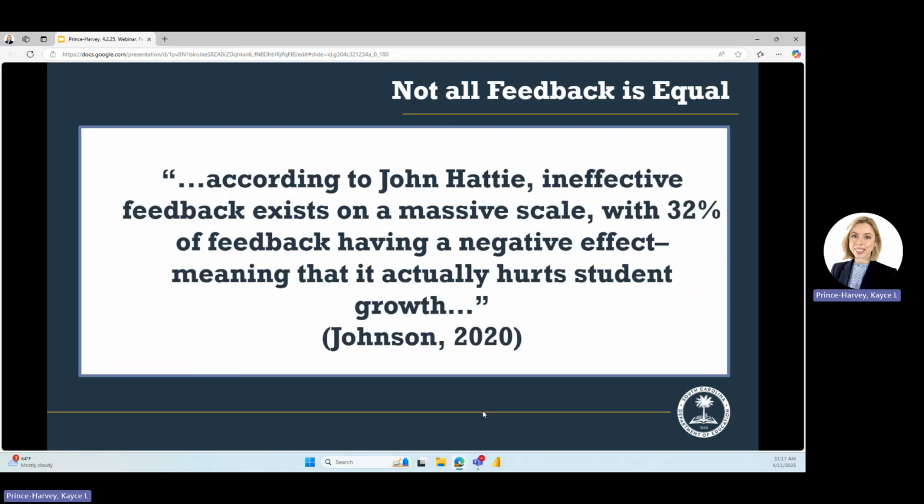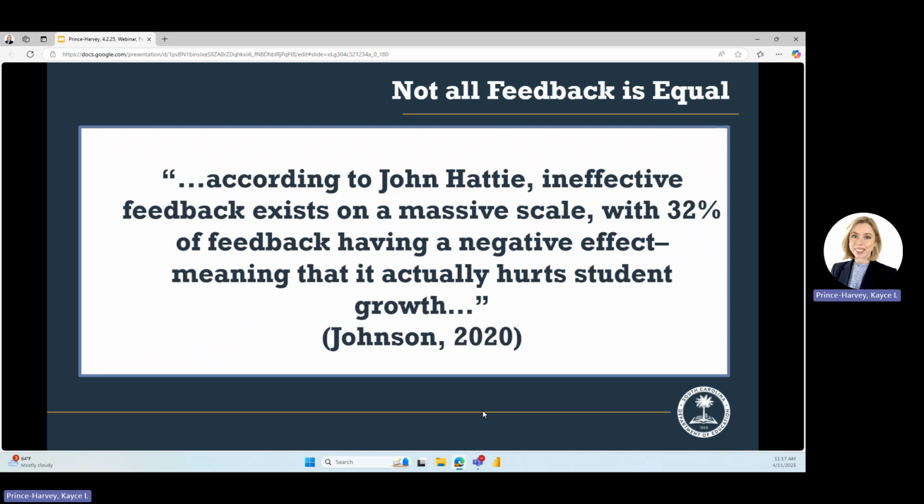So we talked about the definition of feedback according to John Hattie, and we talked a little bit about visible learning, but now I want to lean back into that with a quote from Johnson from the text Flash Feedback. He says, according to John Hattie, ineffective feedback exists on a massive scale, with 32% of feedback having a negative effect, meaning that it actually hurts student growth. So just because we say we give feedback doesn't mean that the feedback is effective or promotes student growth.